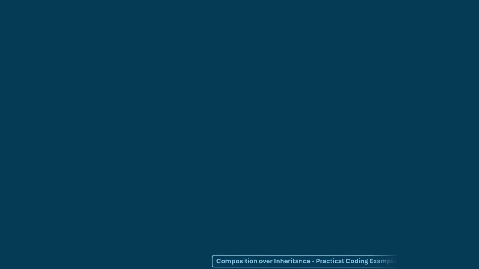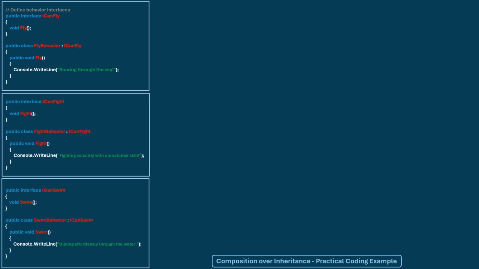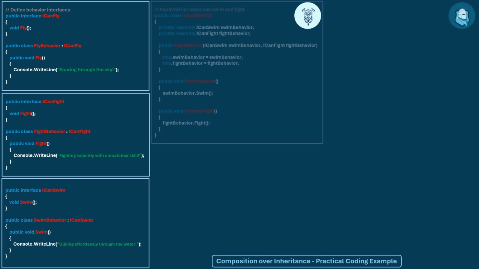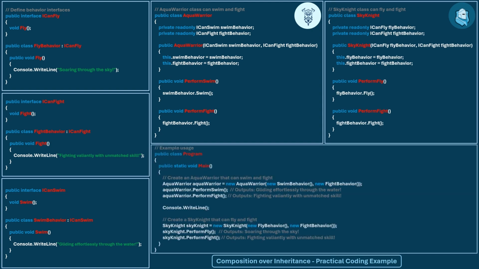Here, we define interfaces for those behaviors like fly, fight, and swim, and provide their implementations. Each character, like Aqua Warrior and Sky Knight, receives the appropriate abilities by injecting these behaviors through their constructors.